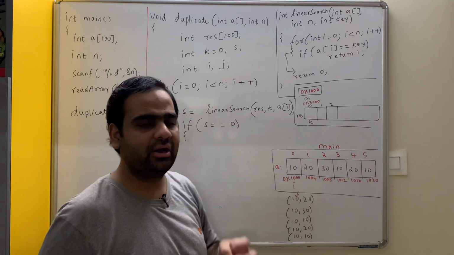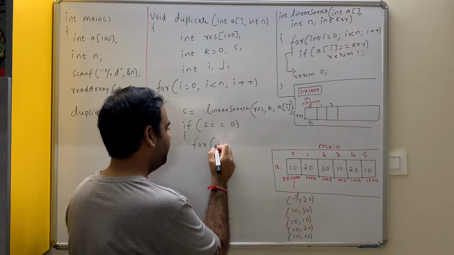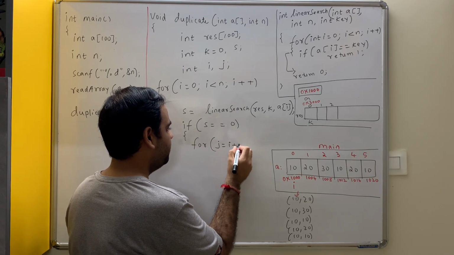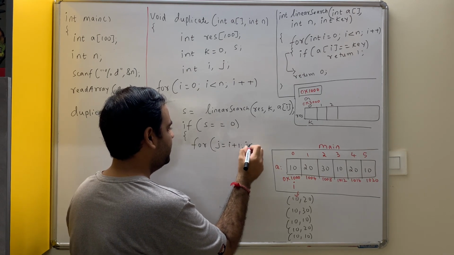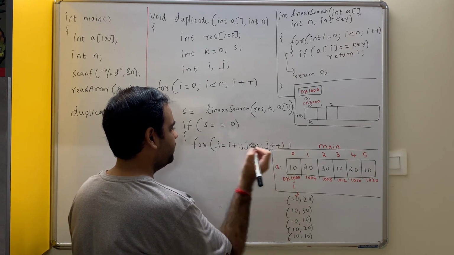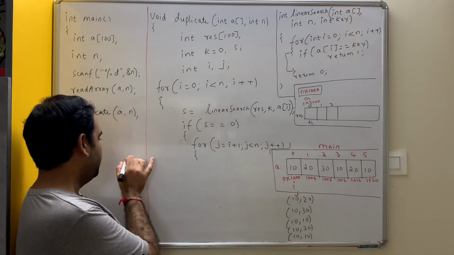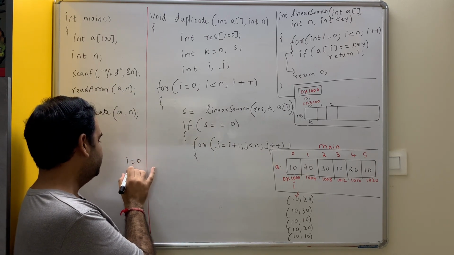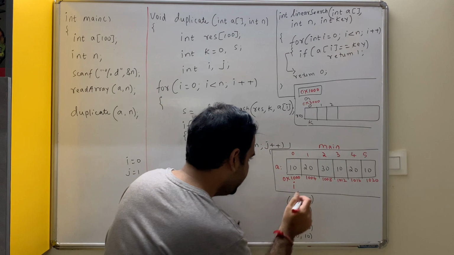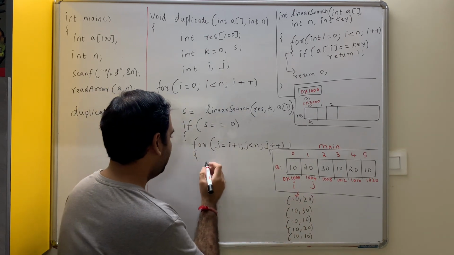find all the pairs with respect to 10. Now how do I find all the pairs with respect to 10? We say for j is equal to I plus 1, j less than n, j plus plus. Now the value of j will be 1, the value of I is 0, I am writing here, and the value of j is 1. Now j is pointing here. Now you check for this pair, is 10 equal to 20? That is what I write.